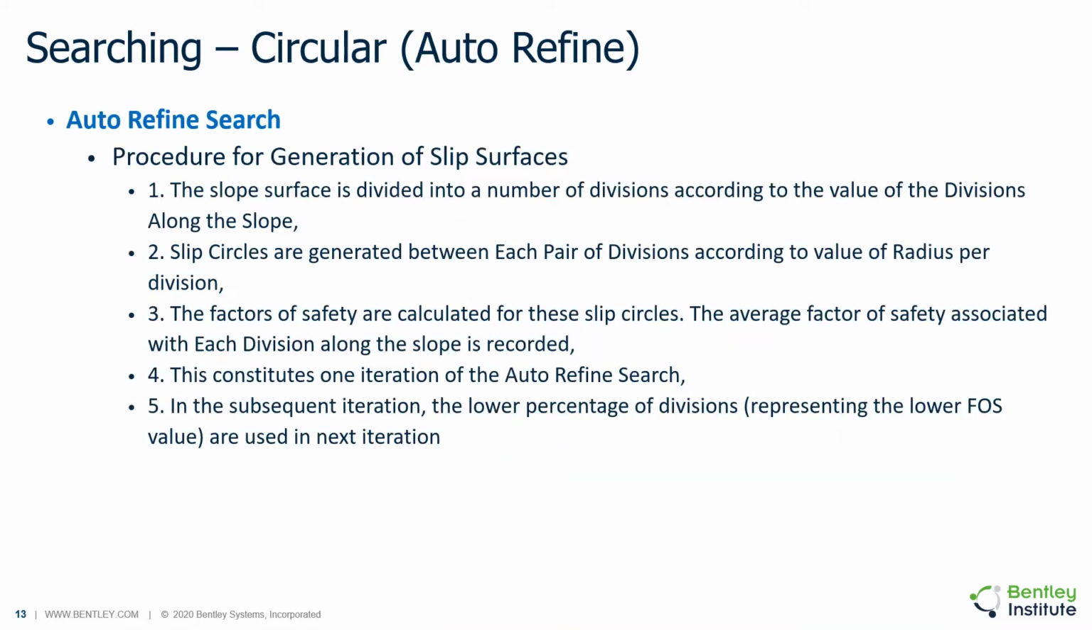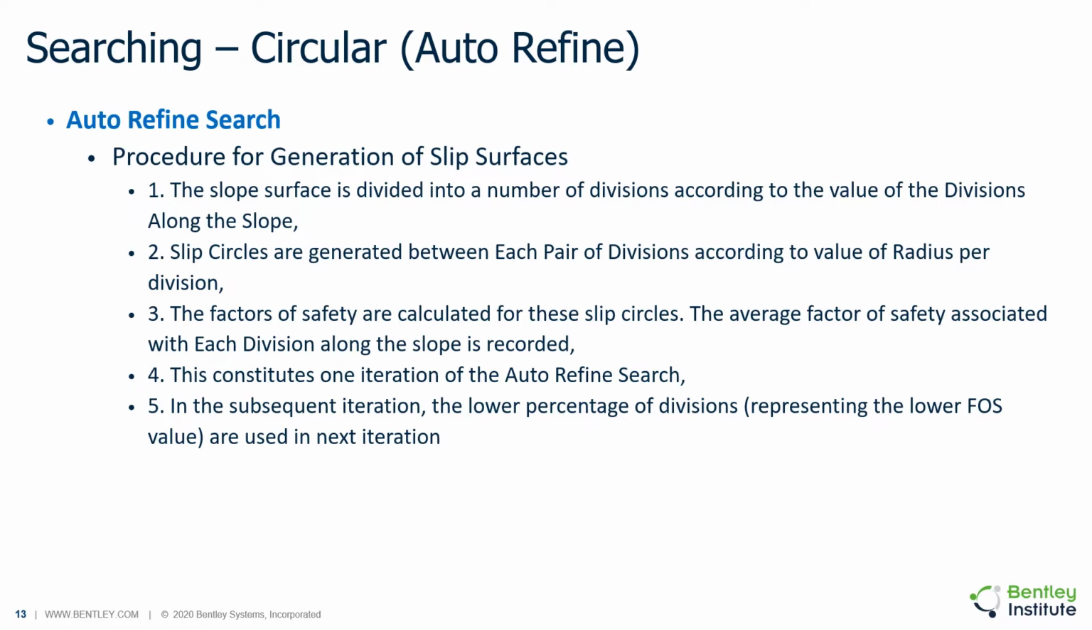The auto-refine search is another automated method for searching for trial slip surfaces. The procedure is outlined as follows. The slip surface is divided into a number of divisions according to the division specified along the slope. Then, slip circles are generated between each pair of divisions according to radius input. The factor of safety is then calculated for the slip surfaces, and the average factor of safety associated with each division along the slope is recorded.